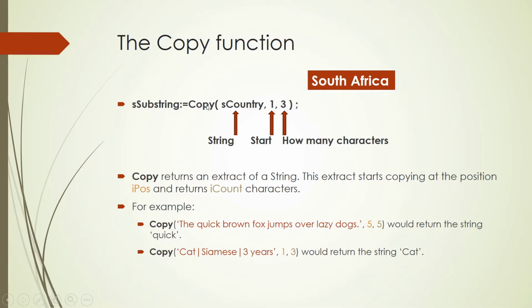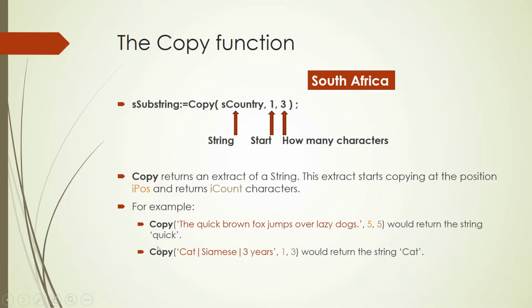So in this example, I'm copying from sCountry, start at position 1 and copy 3 characters. Remember, a string starts at index 1. So I'm going to start at index 1 and copy 1, 2, 3 characters. In this hypothetical example, it's going to copy the characters S-O-U. So the substring variable S_substring is going to store the values S-O-U.